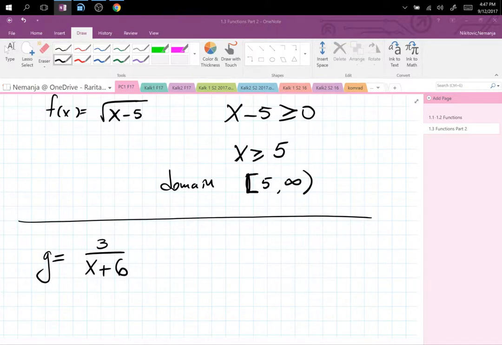What now? What would be the domain? The set of all numbers that I am allowed to use? Or is it easier to find what I'm not allowed to use and then take a complement? So say g of x. Anyone? Yes? Set it greater than or equal to 0?